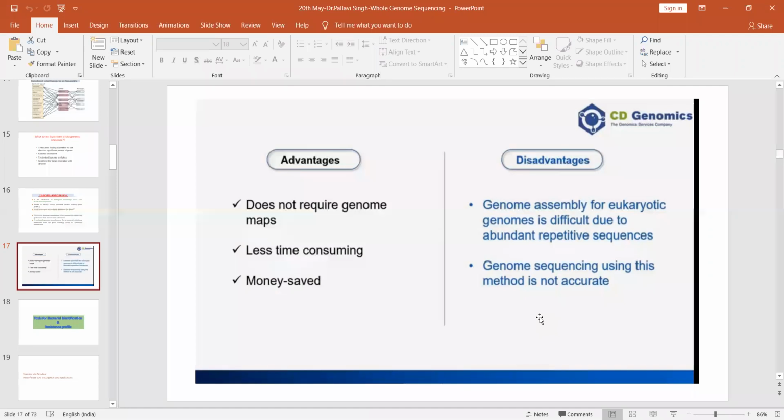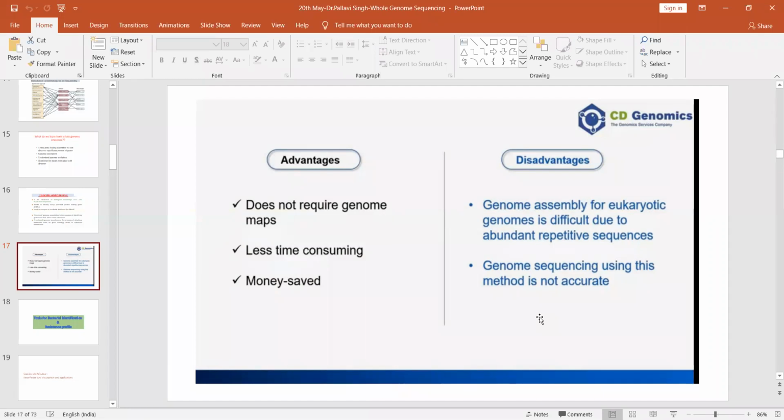It is less time consuming as compared to Sanger's method and Gilbert's method, and it is saving a lot of money. Nowadays, in less than $1,000, you can get your genome sequenced. In the USA, they are charging around $600 to $700 for sequencing one genome. So it is very much money saving. And the disadvantage is accuracy: because you are generating so many fragments and going for assembly on such a huge scale, accuracy is not 100%.